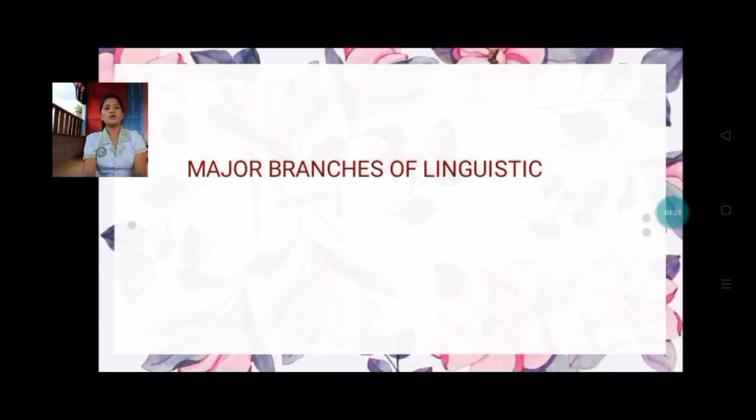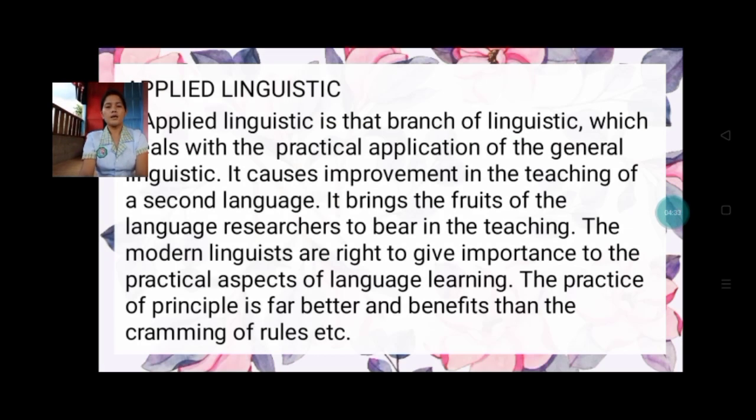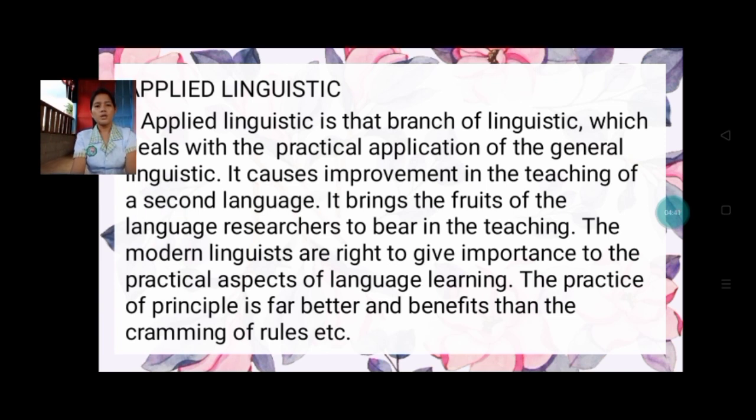And the major branches of linguistics. Applied linguistics. Applied linguistics is the branch of linguistics which deals with the practical application of the general linguistic. It causes improvement in the teaching of a second language. It brings the fruits of the language researchers to bear in teaching the modern language, to give importance to the practical aspect of language learning. The practice of principle is far better and beneficial than the framing of rules and etc.